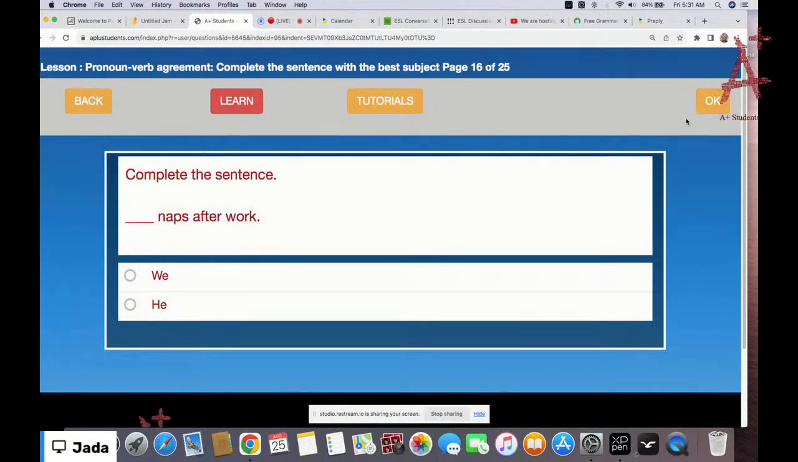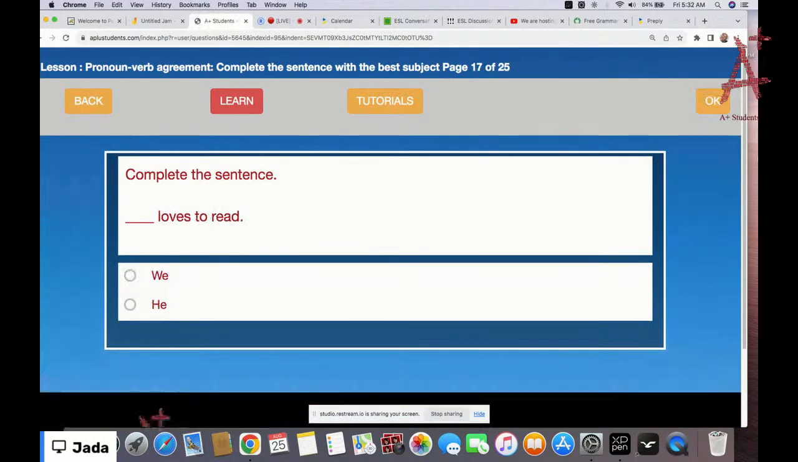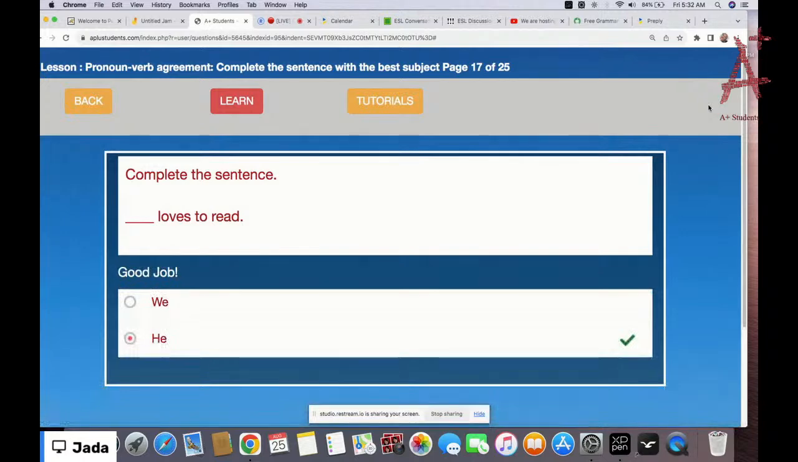Dash naps after work. So who is napping? Who is taking a nap after work? Naps. So it's going to be he, singular. And then we have Dash loves to read. Loves has S, right? So you see, it's going to be what? Singular. So he loves to read.